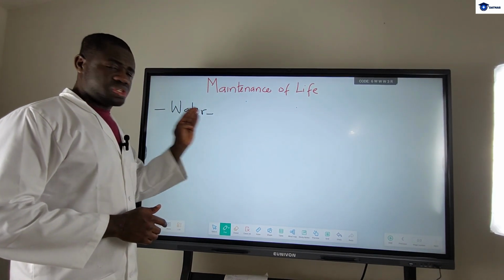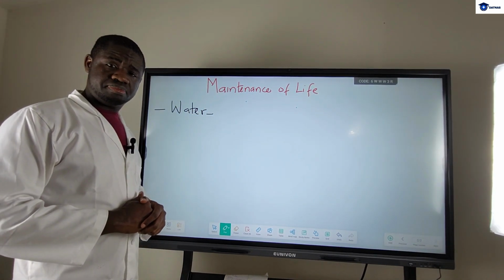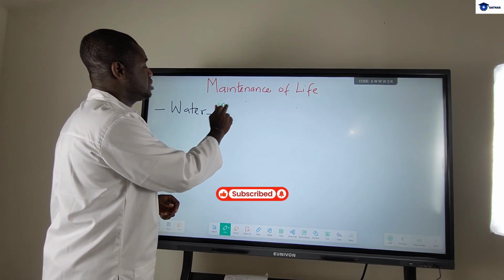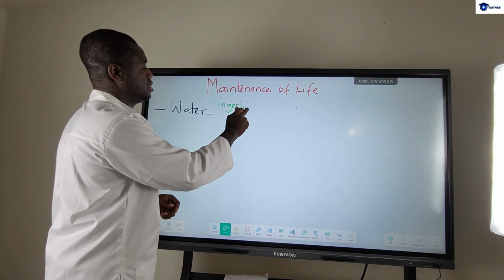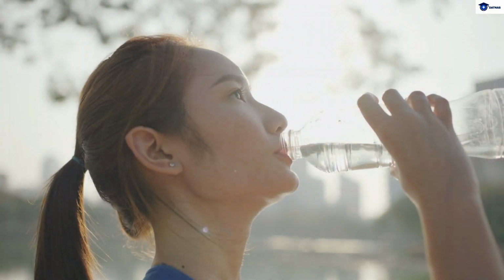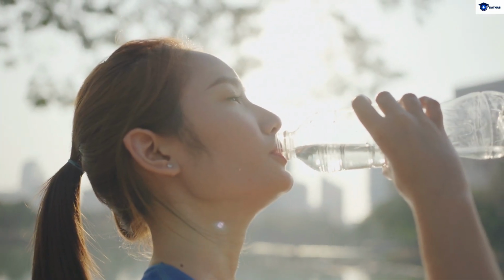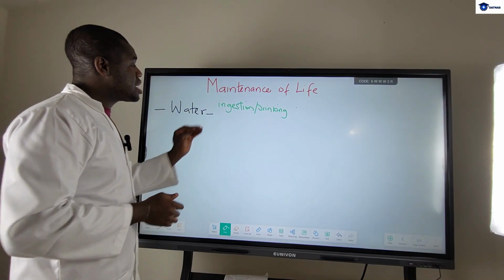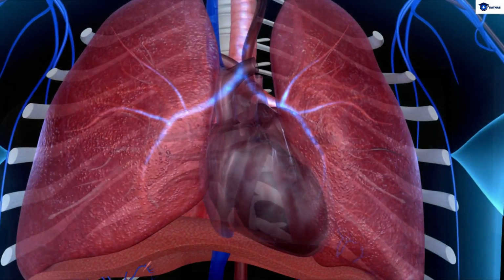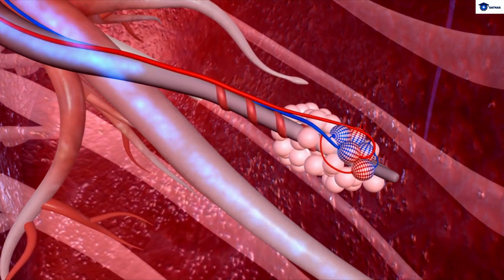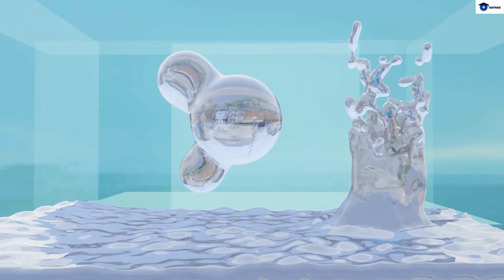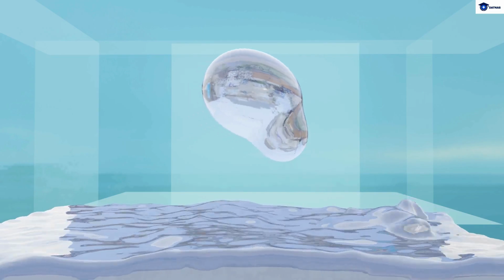What is the source of this water? We can get this water through ingestion or drinking. We can also get this water from the byproducts of cellular respiration.